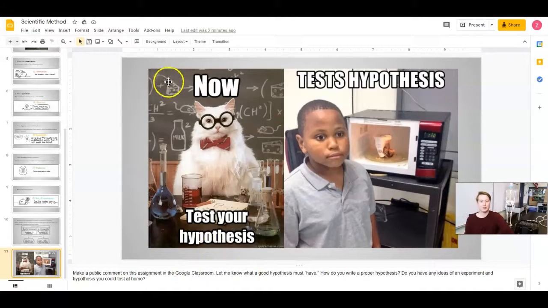Just want to share this with you. Now, test your hypothesis, cat, and looks like this boy tested his hypothesis. He has those ramen cup noodles. It looks like he tried to cook them in the microwave without water, which seems funny, who would do that? But I have to admit that I actually accidentally did that recently, and it created quite a mess. So always make sure that you add water to your cup noodles when you're making them in the microwave.